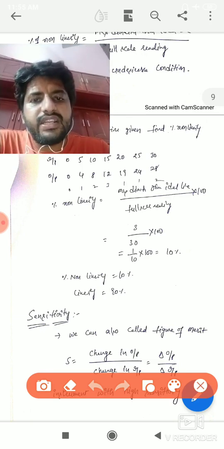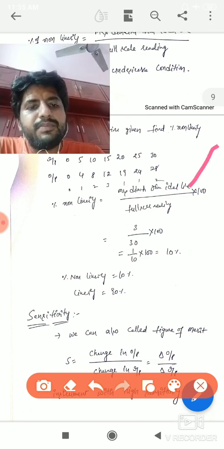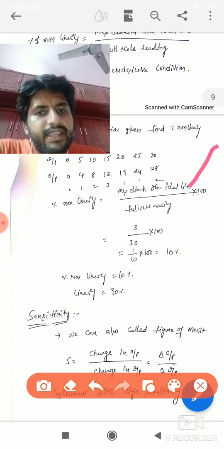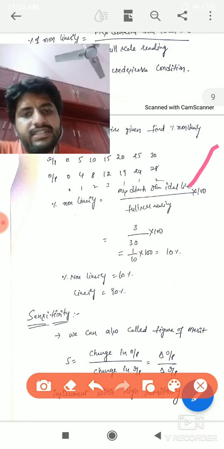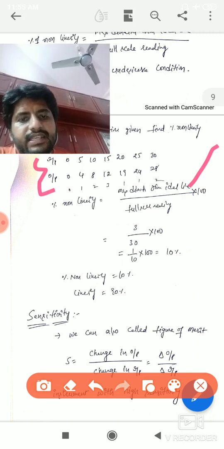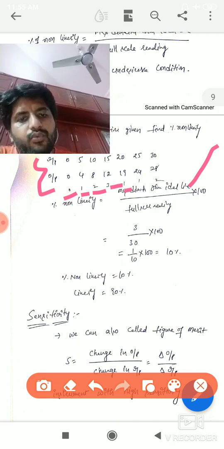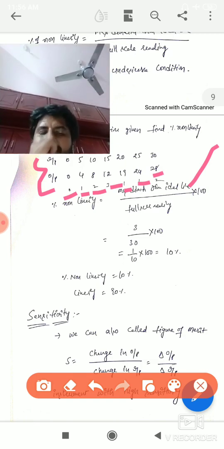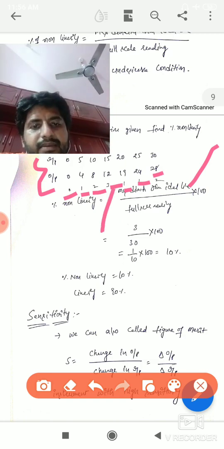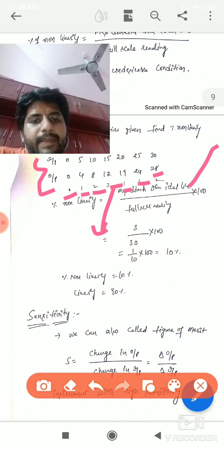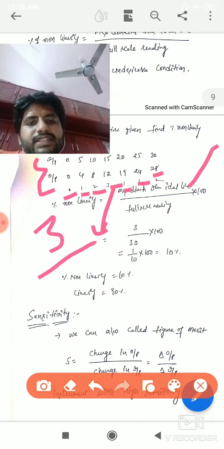Now, the percentage of non-linearity is the maximum deviation from the ideal line divided by the full scale reading. Now find the deviations. From 0 to 0, the deviation is 0. 5 to 4, the deviation is 1. 10 to 8, the deviation is 2. 15 to 12, 3. 20 to 19, 1. 25 to 24, 1. 30 to 25, 5 is the deviation at full scale. So what is the maximum deviation? The maximum deviation is 3, and the full scale is 30.